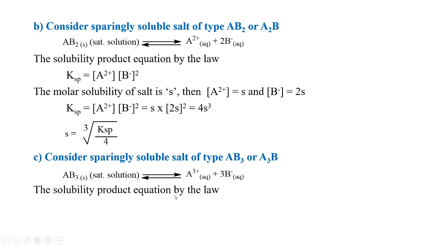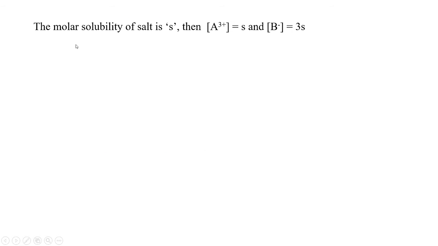So the solubility product equation by using the law, we can write KSP is equal to A3+ into B- whole cube. The molar solubility of salt is S. Then A3+ is equal to S and B- is equal to 3S.